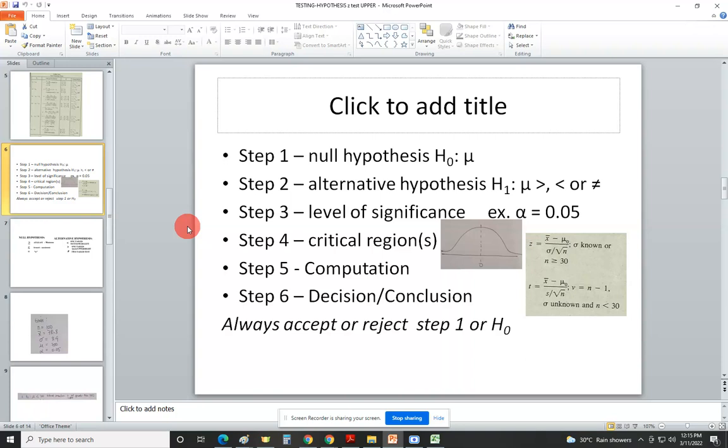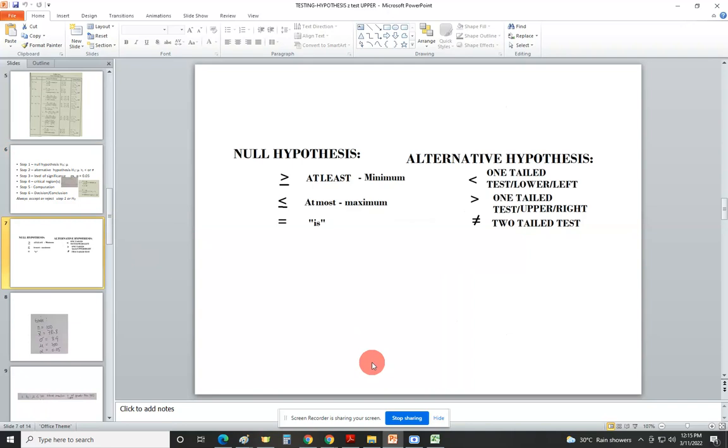Again, the claim written in the problem is not always your null hypothesis. We have a sort of algorithm or procedure that we need to follow. Okay? So this is our algorithm in terms of step 1 and step 2. Okay? This is the class, ha?